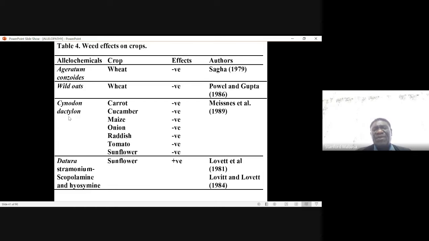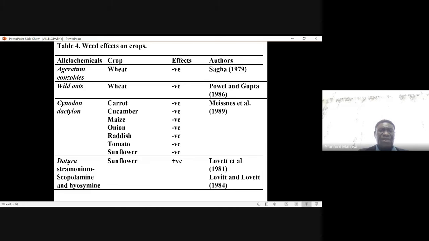And we thought probably this sudden reduction in maize heights compared to other plots could have been caused by allelopathy, because there was a dramatic impact of Cynodon on the maize. But we may need to investigate this.